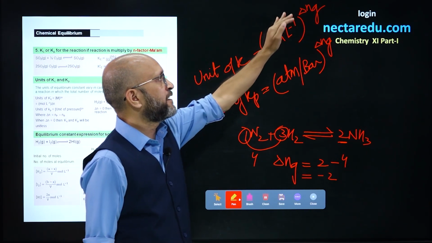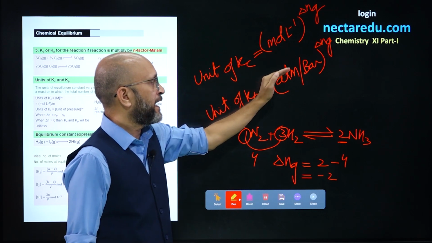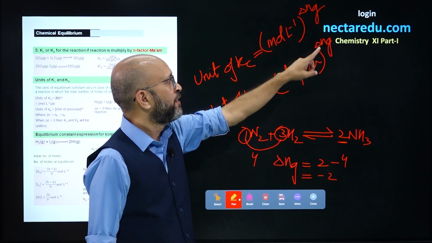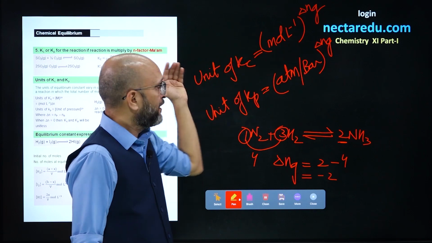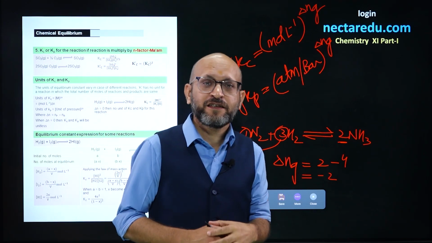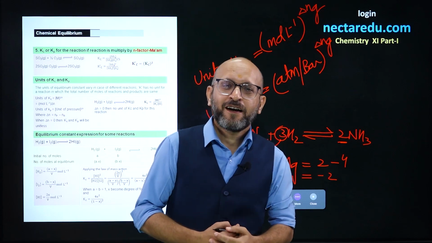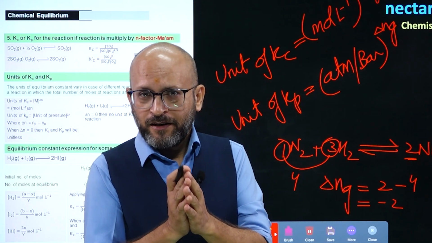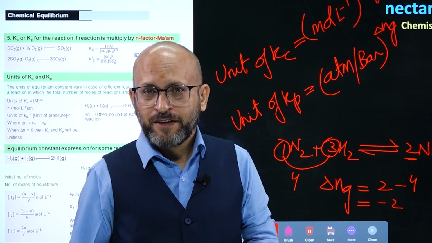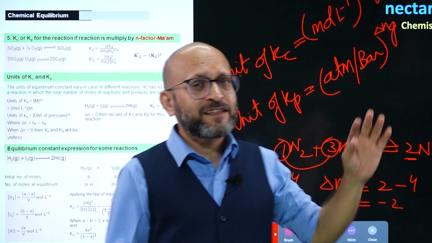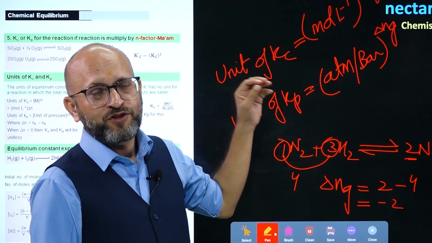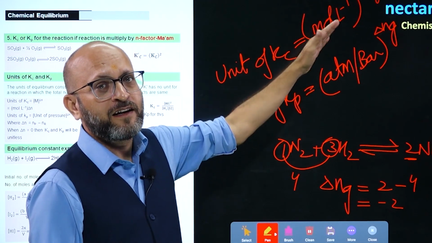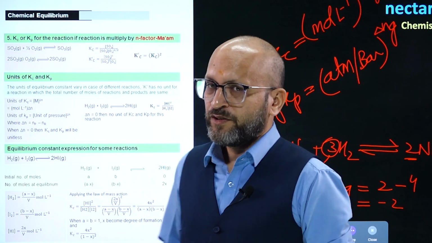For Kc, mole per liter to the power delta Ng; for Kp, atmosphere or bar to the power delta Ng. If this delta Ng comes out to be 0, then the unit of Kp or Kc becomes 1, that means it becomes unitless. Nowadays, anyways, we take Kp and Kc as unitless most of the time. But if somebody asks you, this is the easiest method to tell them: unit equals mole per liter to the power delta Ng or atmosphere or bar to the power delta Ng. I hope you understood this.